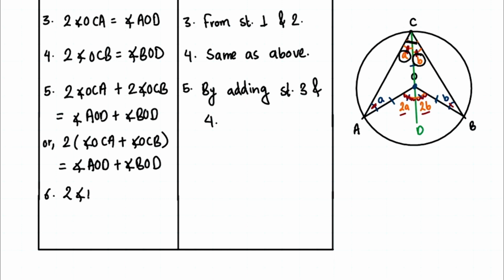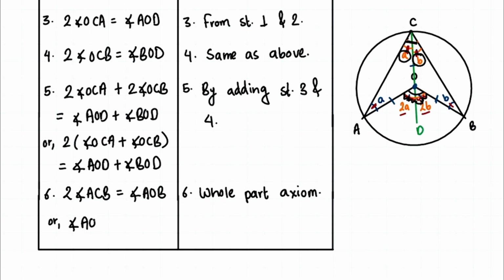So 2 times angle ACB is equal to AOD plus BOD. AOD is this angle right here. BOD is this angle right here. When we add these 2 angles, we get this entire angle, angle AOB. The reason for this is when you join these smaller parts, we get the whole part. So we can write the reason as whole parts axiom. And we can just flip that and we get angle AOB is equal to 2 times angle ACB. And done. We have proved our theorem.